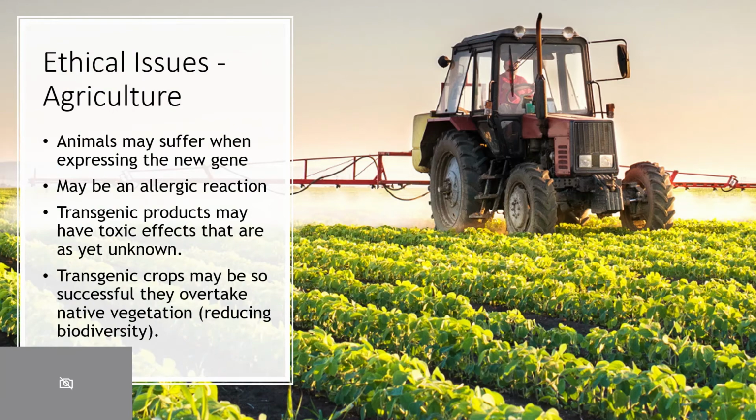So related to agriculture, animals may suffer when expressing the new gene, there may be an allergic reaction, transgenic products may have toxic effects that are as yet unknown, and transgenic crops may be so successful they overtake the native vegetation, and this reduces biodiversity.